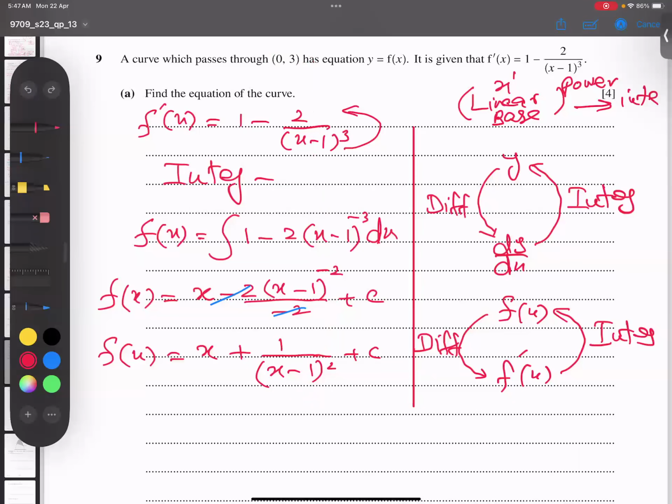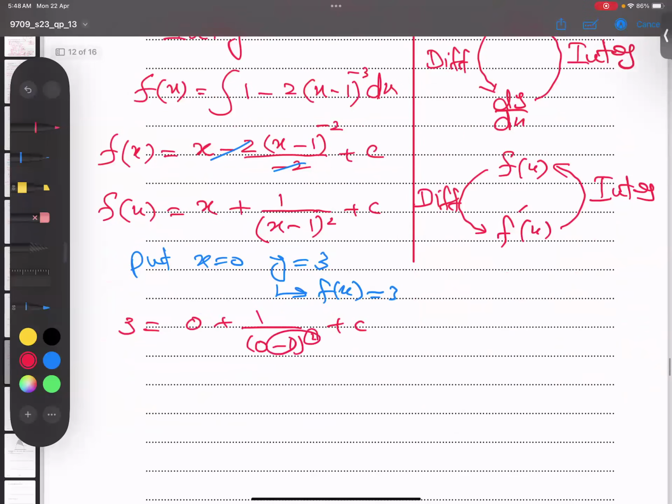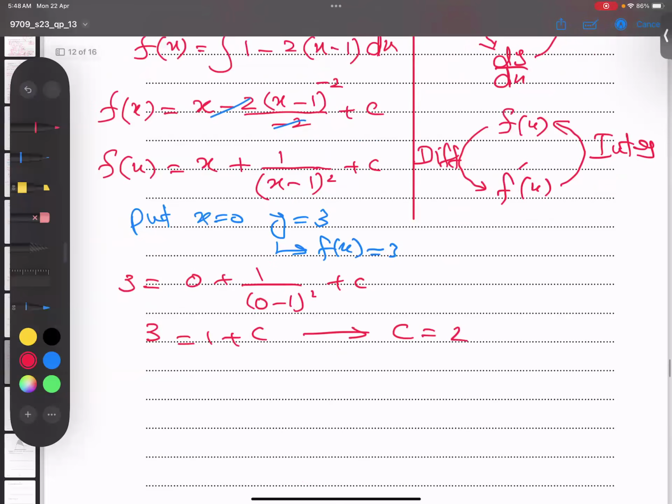Now I plug in these numbers. So I say put x equals 0, y is 3. And y is 3 means f of x is 3. So it means I will plug in this 3 here, x is 0 here, x is 0 here. So this power 2 will turn positive. I got a 1. And c becomes 2. And don't leave it here. This value, put back in the equation. So alhamdulillah rabbil alameen, we got it.